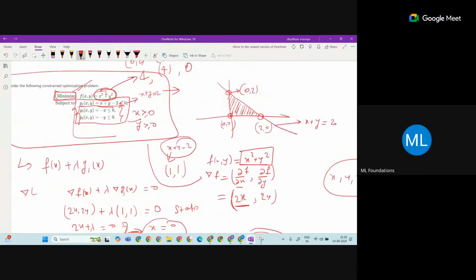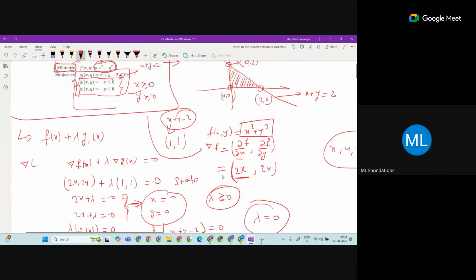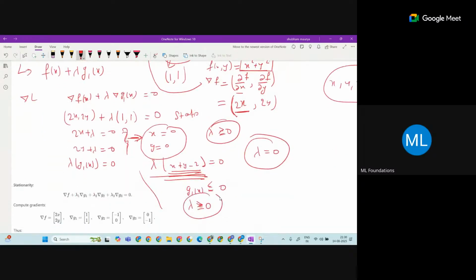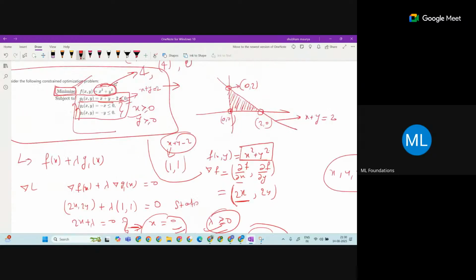Once we got the possible value, lambda is also following the condition. It needs to be greater than or equal to 0, because our constraint is less than or equal to 0. So this follows the condition of dual feasibility. We are within the feasible region, and we got x and y as 0, 0. Our function is a convex function.